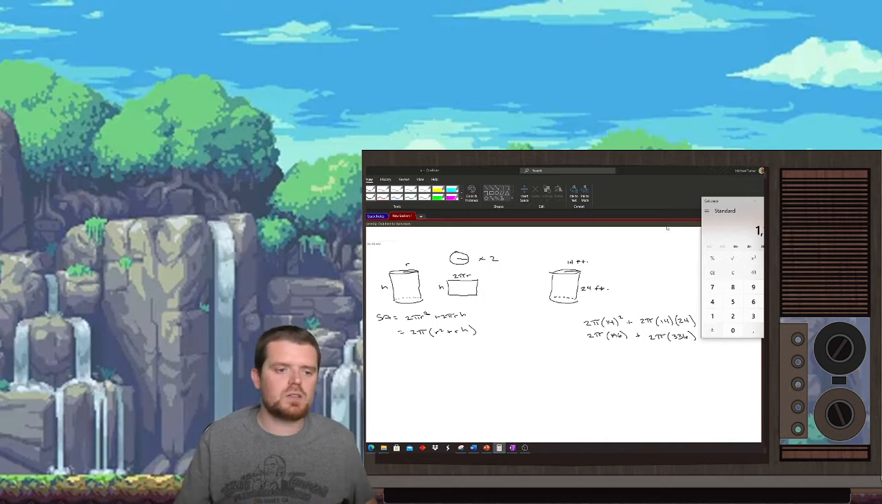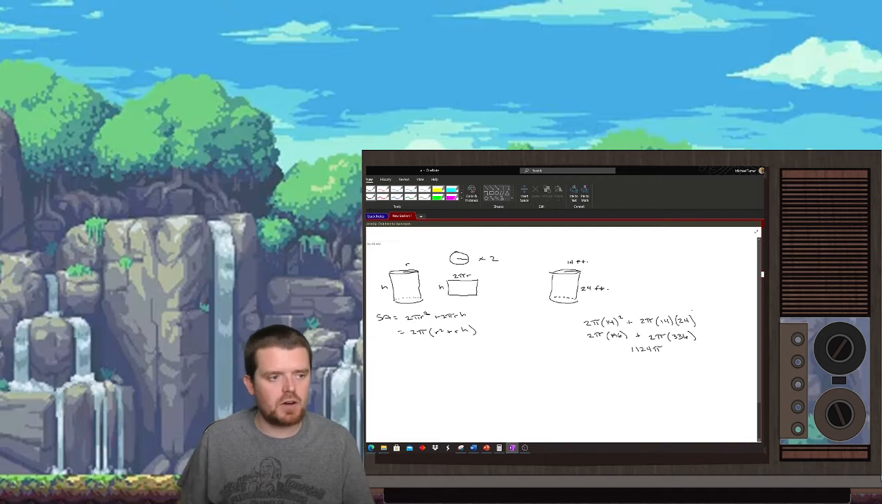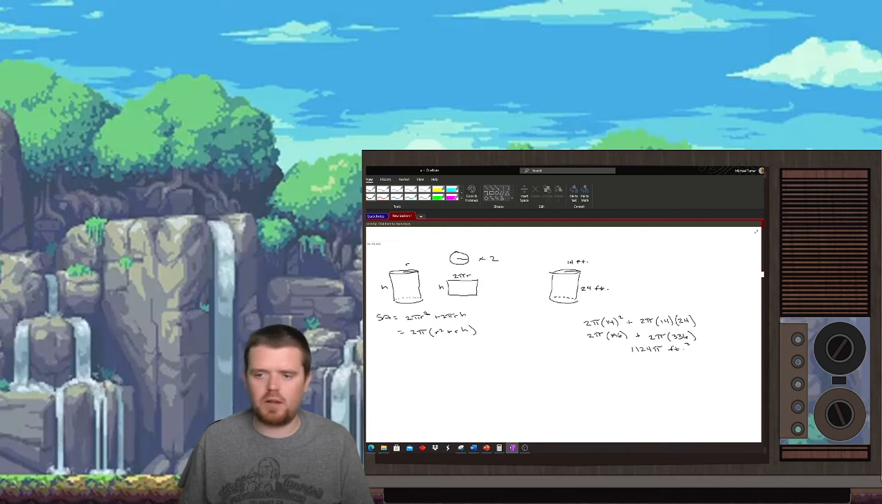So I get 1,124 pi. And that would be my final answer if I'm asked to leave it in terms of pi. Remember, this is surface area, so it's going to be the unit, feet, and then in this case, squared. You can get the same thing by doing the individual shapes, which is what I would do preferably, but whatever you're more comfortable with, that's fine.